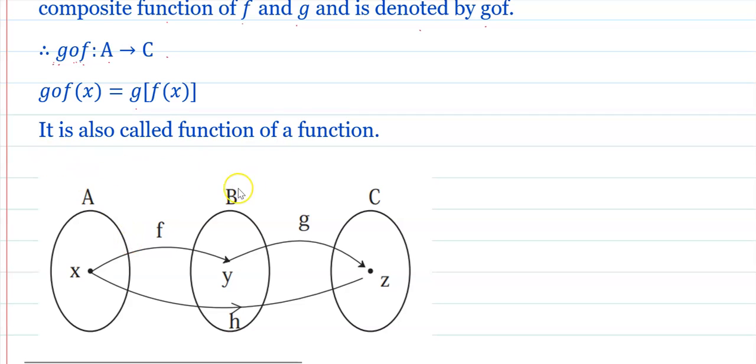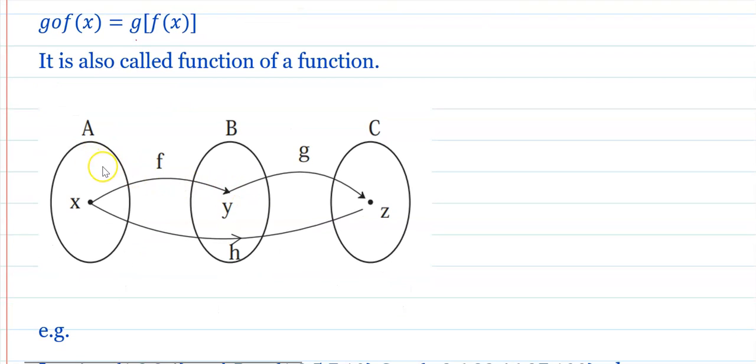Okay. Now see this figure. The function is defined from, first, f is defined from A to B. It means f of x is equal to y. Next, g of y is z. It means that h of x is equal to z.